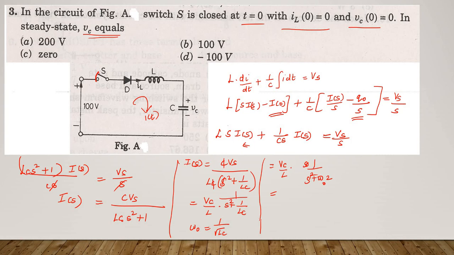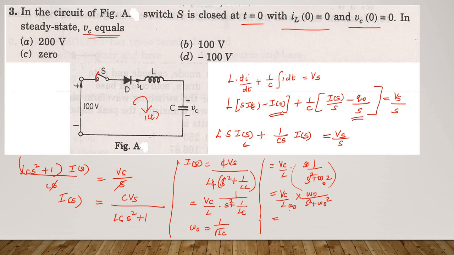Before applying the inverse Laplace transform, first of all, see the second part of the equation. This looks somewhat like the Laplace transform of sine omega t. So only one term is missing. In the numerator, omega is missing. So I am going to multiply both numerator and denominator by omega naught.